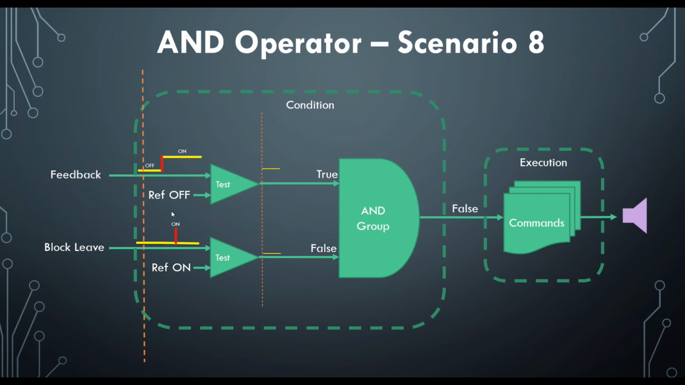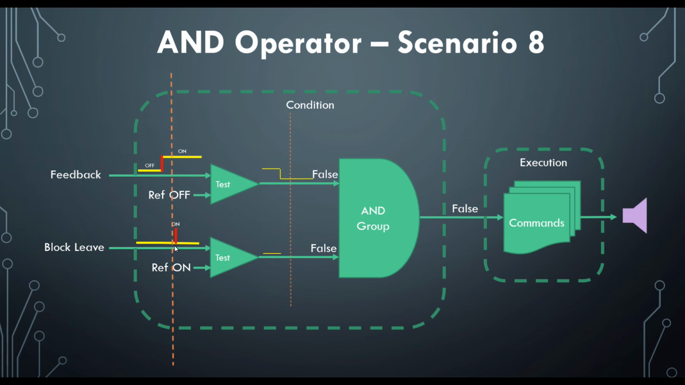Move the timeline forward, and this time the feedback turns on first, so this goes to on, that is off. This will then become false. Down here we have off and on, so that remains false. False and a false is a false. Bring this on.